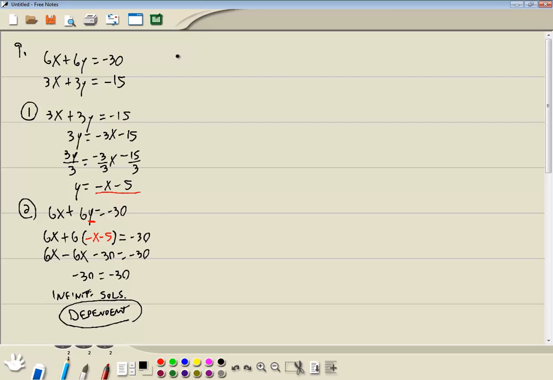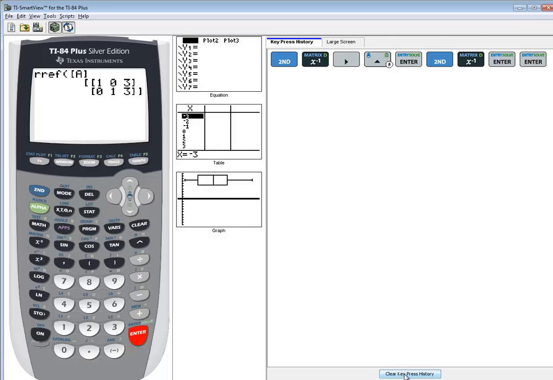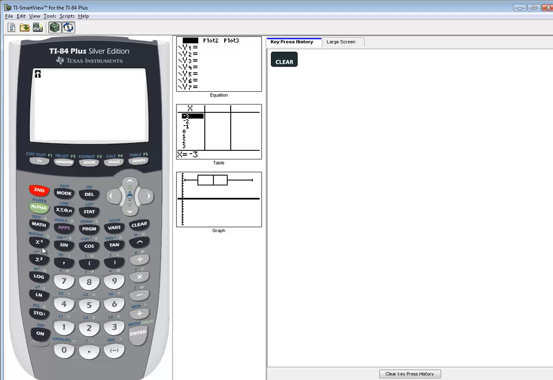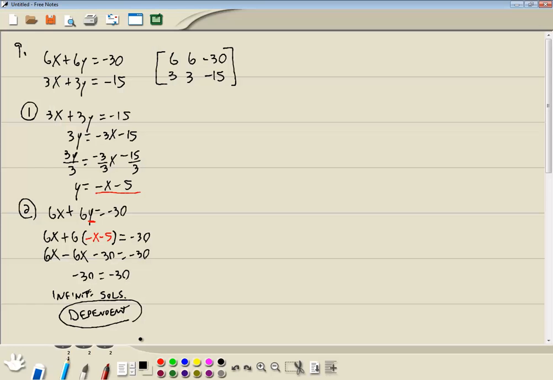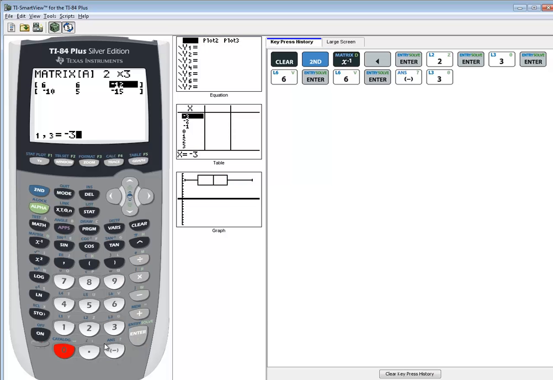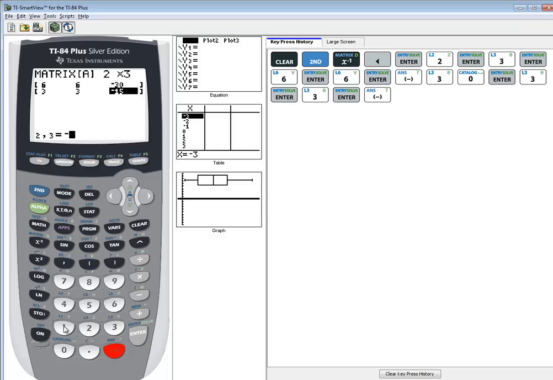Okay, now if I was doing it on a calculator, put in the numbers, drop the x's, y's, and equals, keep the numbers and their signs, and we would have this 2 by 3 matrix. So let's go ahead and put that in. Do second x negative 1, go over to edit, enter on A, 2 by 3, rows by columns. Then we got 6, 6, negative 30, 3, 3, negative 15.